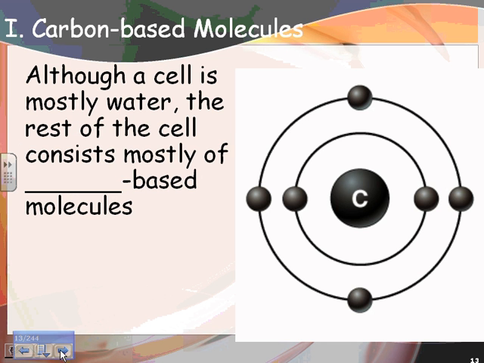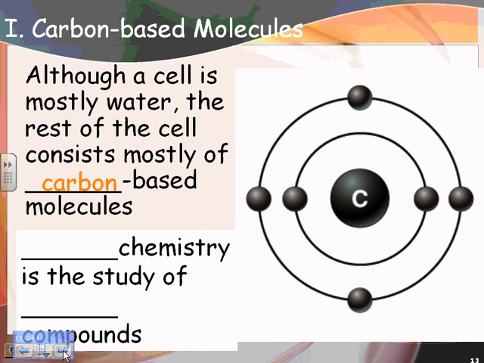Although a cell is mostly water, the rest of the cell consists mostly of carbon-based molecules because they can form 4 bonds. And I need to define this now. Organic chemistry is the study of carbon compounds. So you need to have at least 2 carbons, and you should write that down. That's important. You need to have at least 2 carbons in order for it to be an organic chemical. The opposite is an inorganic chemical.